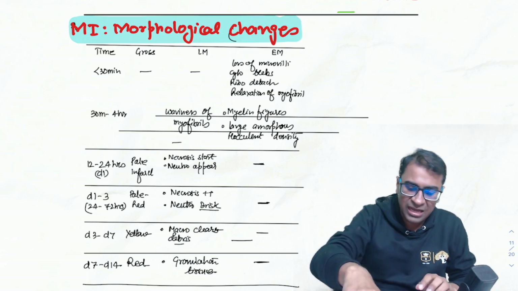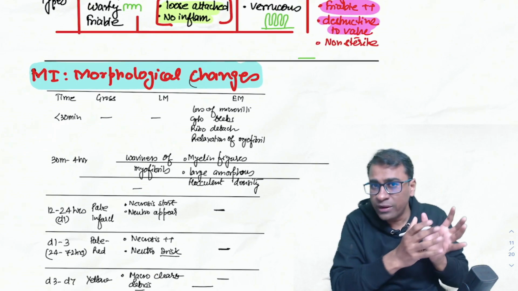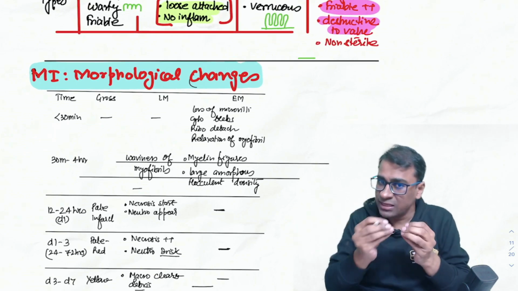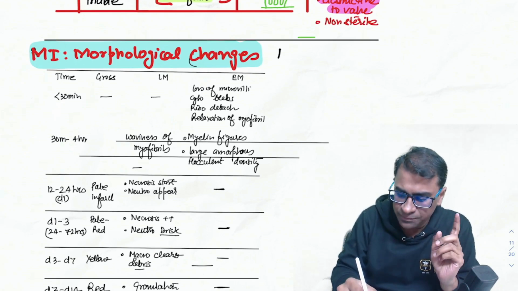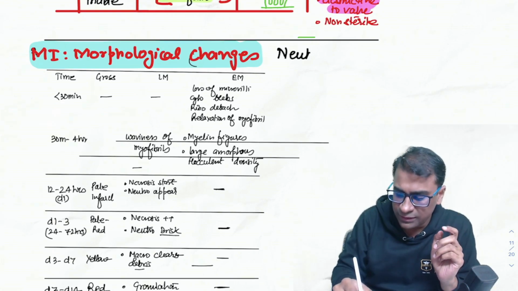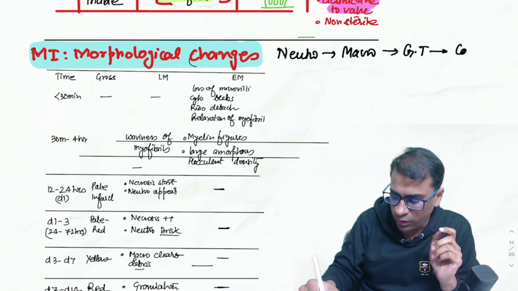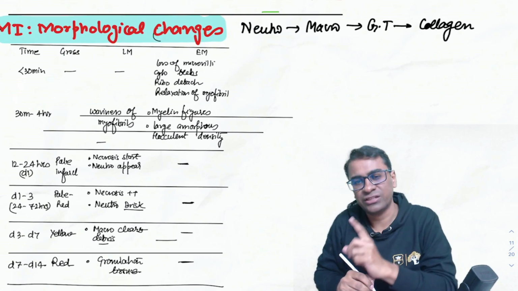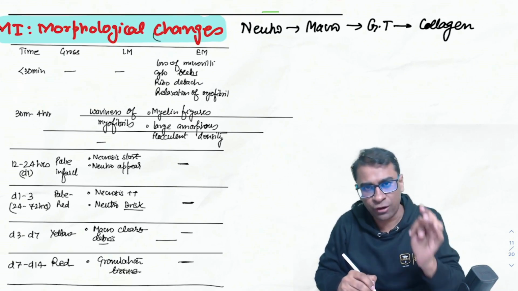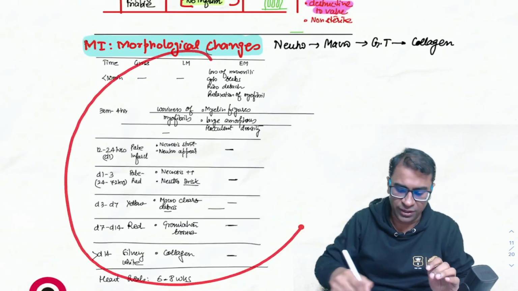Now, the basic idea is like repair. In repair, we have read how cells deposit in the heart or any tissue. It starts with blood clotting, then neutrophils, then macrophages, then granulation tissue, then collagen, and finally remodeling of collagen. Neutrophils, macrophages, granulation tissue, collagen. The same sequence will also follow here.